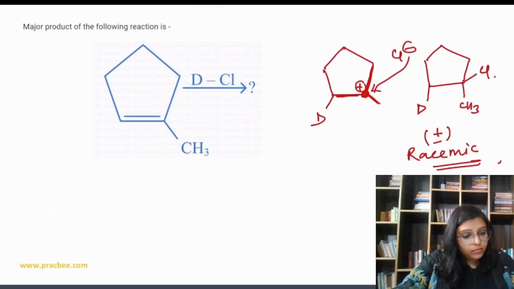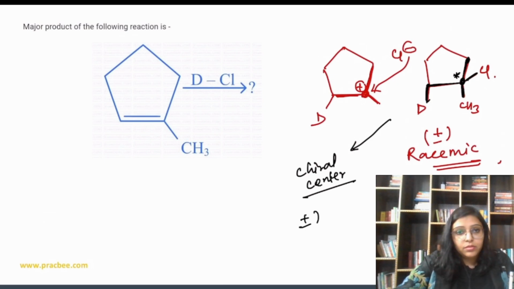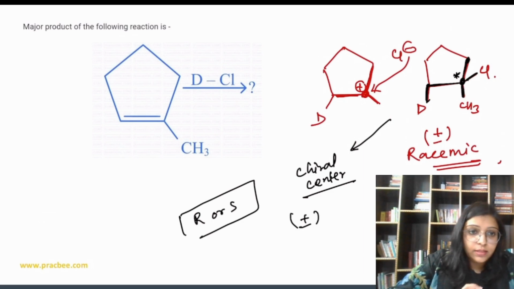Now see, this is the chiral center. In the product we have a chiral center. We have one chlorine over here, one CH3 over here, one CH2 deuterium, and this is CH2. So we have four different groups, so this is the chiral center. If we have a chiral center, we can get plus or minus, or we can say we can get R or S. So it depends on the option which should be the answer.